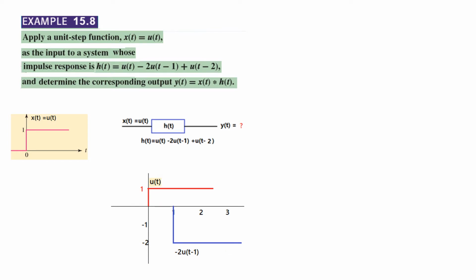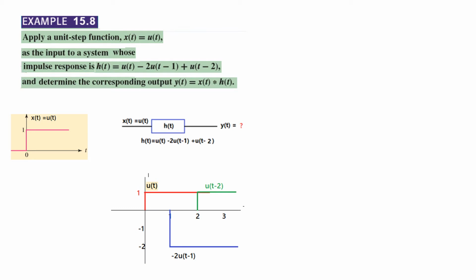Now the third function is u(t minus 2), with a positive sign, so it will be on this side, and it will start at t minus 2 equal to 0, that is, starting at t equal to 2. So it will start from here and be like this. So this is the third function. Now if we add up to this point, it will remain like this. Now look at this point here. The positive amplitude is 1 and the negative amplitude is 2.